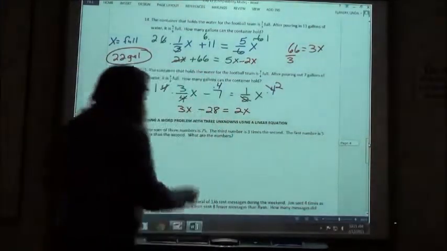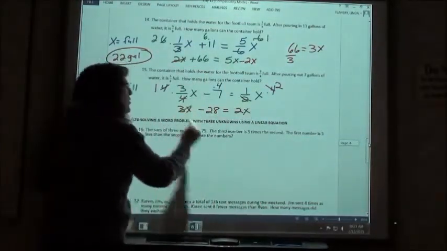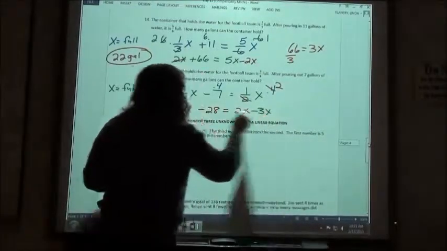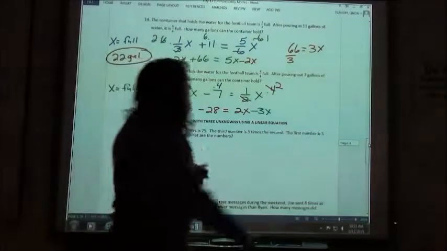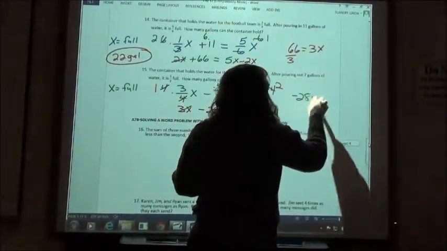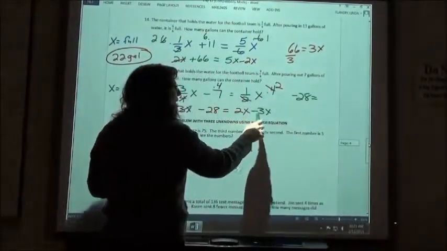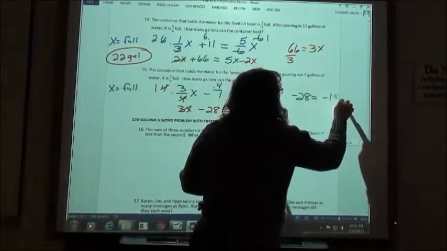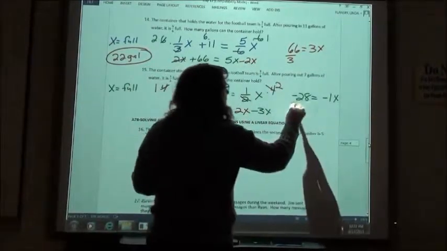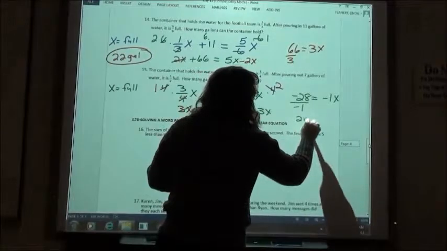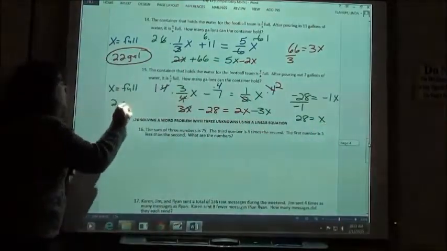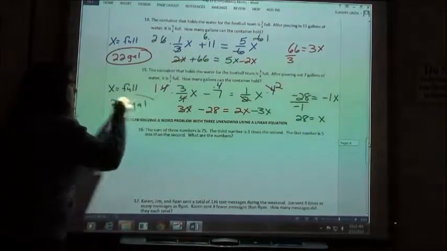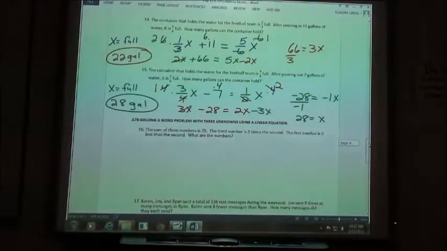So if I subtract on this one and move my 3x to the other side, I am going to get a negative, but since that's a negative already, that's going to be okay. I'm going to have negative 28 equals 2x minus 3x gives me negative 1x. And if I divide by my negative 1, 28 is going to be my answer. And so 28 gallons is how much water that container could hold.